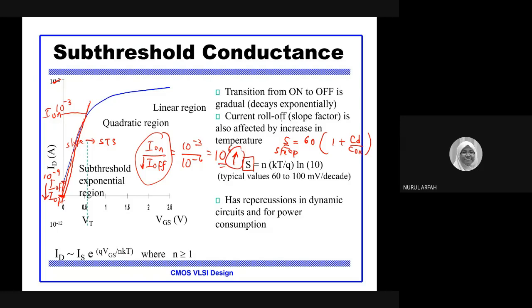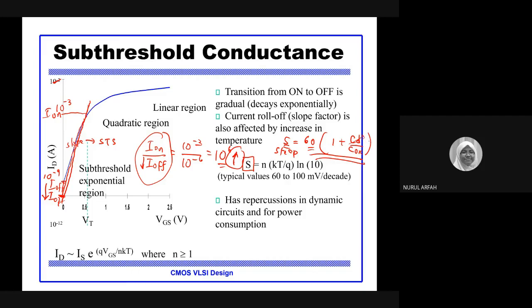So for this one, the minimum we can have is the sub-threshold slope equal to 60 millivolt per decade, because when this one is reduced, or we make it 0 here, then we will have the 60 millivolt per decade. But that one is impossible, just for the ideal case.